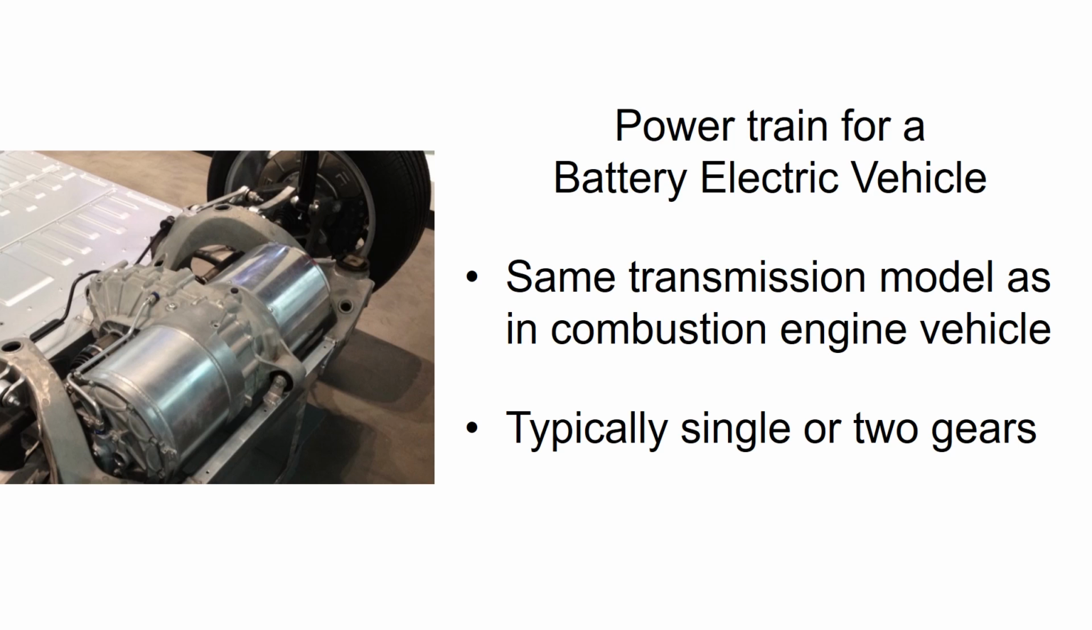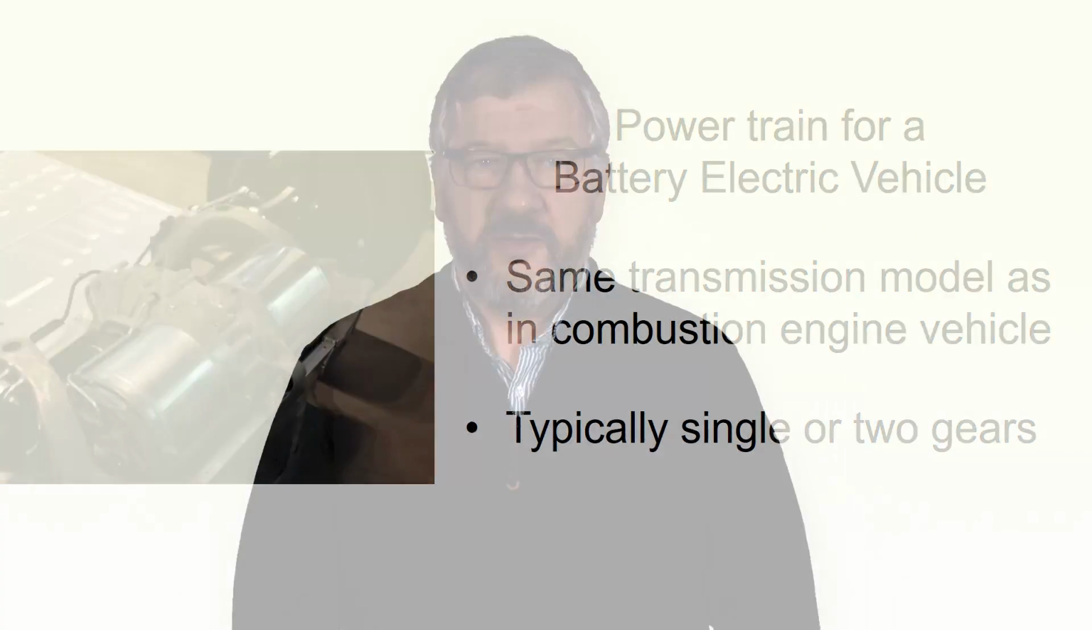In this lecture, we have described the electric powertrain of a battery electric vehicle. It can be analyzed with the same transmission model as a combustion engine powertrain, with the main difference that it typically only has a single gear or 2 gears. Before we go on and analyze the electric powertrain's operating region in force and speed, first practice what you've just learned by doing the following exercises.